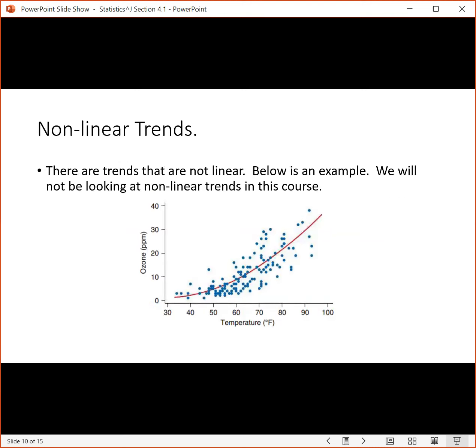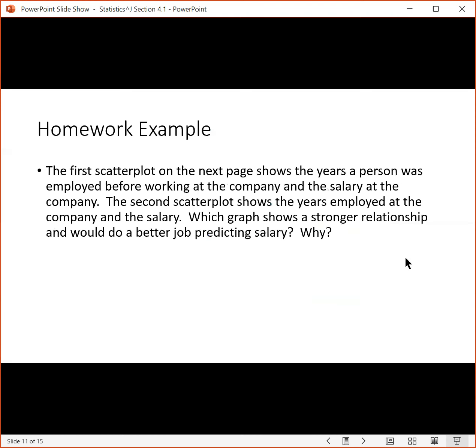There are trends that are not linear, and below is an example of one, and we will not be looking at nonlinear trends in this course. You can see the dots here cluster around a curve rather than a line. So we're not going to be looking at nonlinear trends such as this in the course.